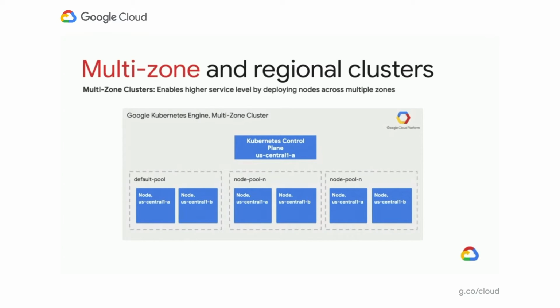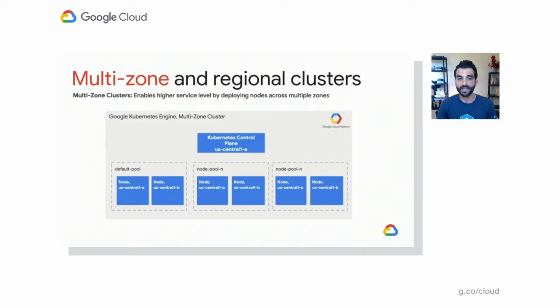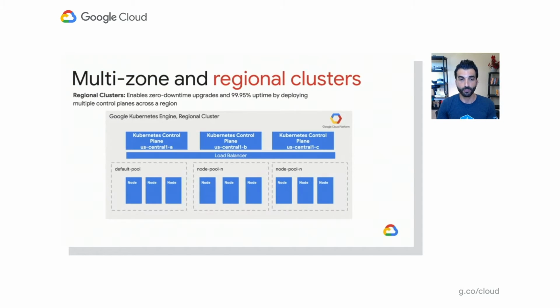When you create a cluster, you can decide on the right topology for your business. You can choose to create a zonal cluster, which includes one replica of your control plane. And then you can decide whether you want to have all your nodes span across three different zones or whether you want to keep them all in one zone with the control plane. That really depends on your needs from the environment.